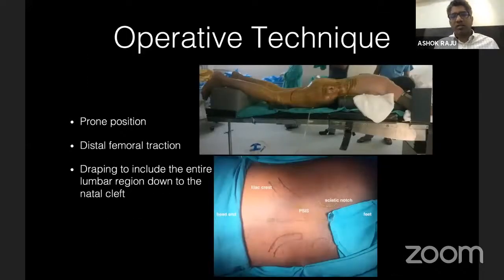The operative technique, the procedure is done in a prone position. When you're putting the patient in a prone position, the ASIS should be free. It should not hitch onto your supports, the lateral supports. Otherwise, it will prevent the hyperextension of the pelvis, your reduction technique. You can also put a distal femoral pin for longitudinal traction. The draping should leave free the lumbar spine till the natal cleft, and the side where you want to put the SI screws should also be free.